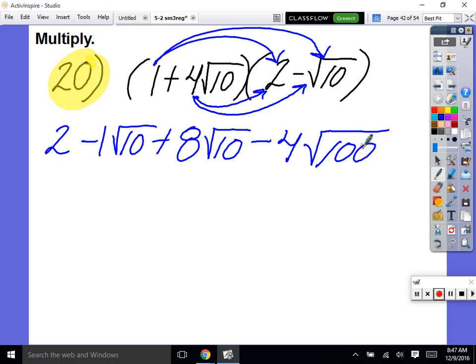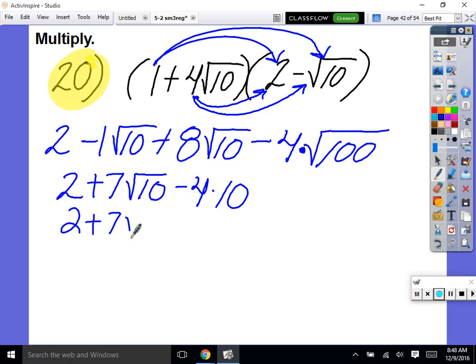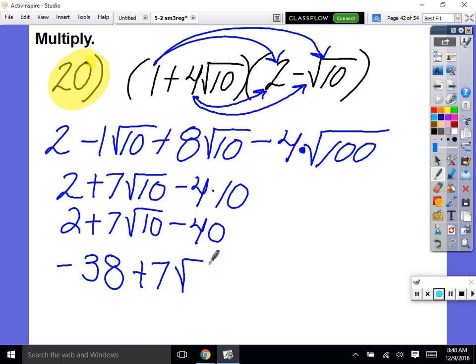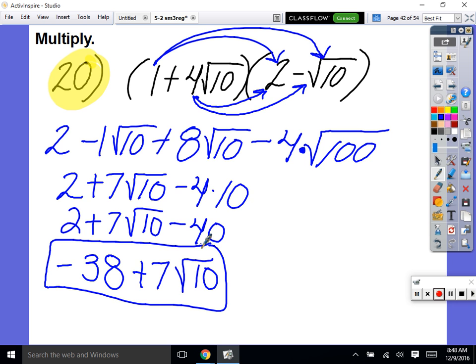So let's simplify what we can. We have 2, negative 1 square root of 10 plus 8 square roots of 10 is plus 7 square roots of 10, correct? Now we have negative 4 times, what's this? This is negative 4 times the square root of 100, which isn't that the same thing as negative 4 times 10? Right? So that's 2 plus 7 square roots of 10 minus 40. So combine like terms. Negative 40 plus 2 is negative 38. So we have negative 38 plus 7 square roots of 10. Can we do those by ourselves now? Okay, I'll have you practice a few then.